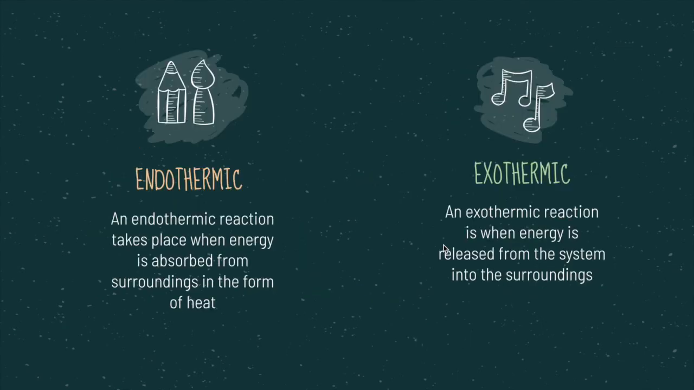Energy in reactions. First we have an endothermic reaction, which takes place when energy is absorbed from surroundings in the form of heat. And then we have exothermic, where energy is released from the system into the surroundings. You can remember by endothermic coming inside of the reaction and exothermic being exited out of the reaction.